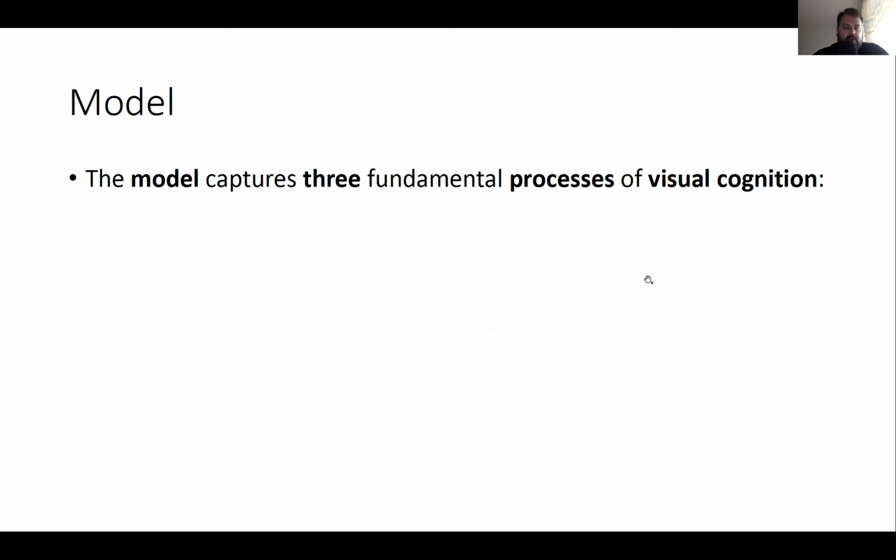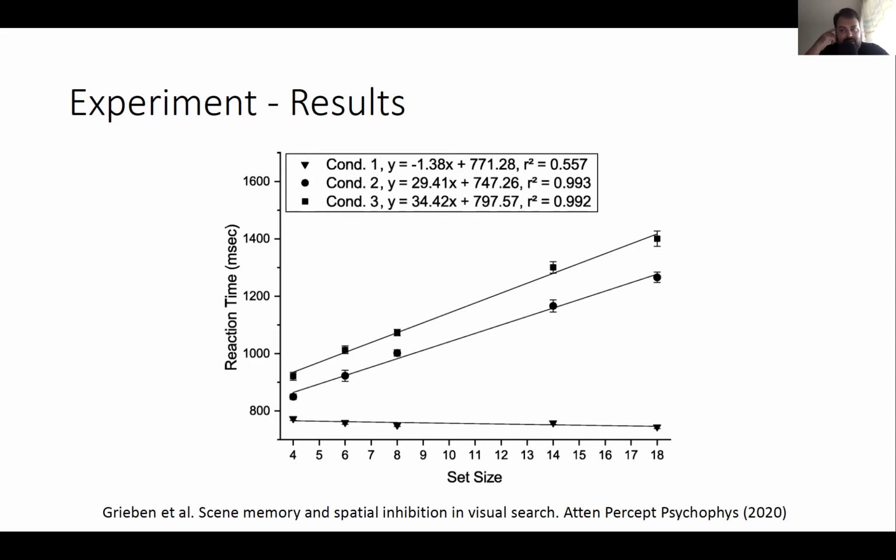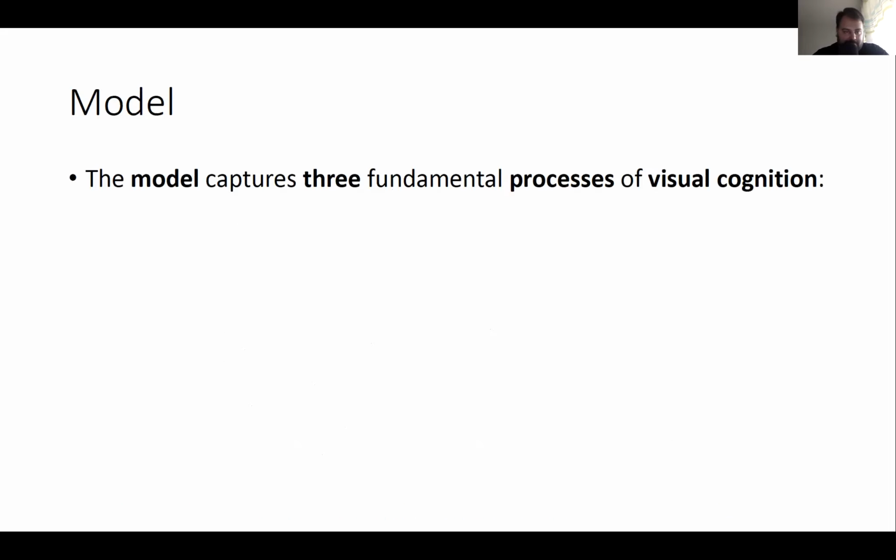Okay, so now we will go to the model. It's important to know that since there was no experimental evidence for this interference between scene memory and visual search, you wouldn't be able to really model it. So it was important to find these experimental results and to understand them, to be able to now model them.